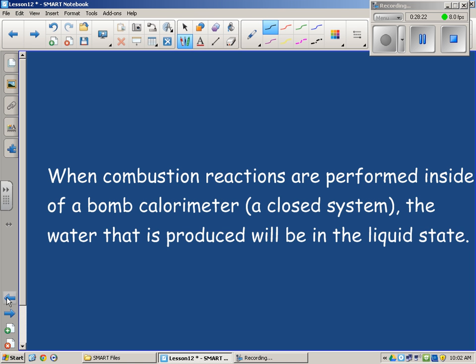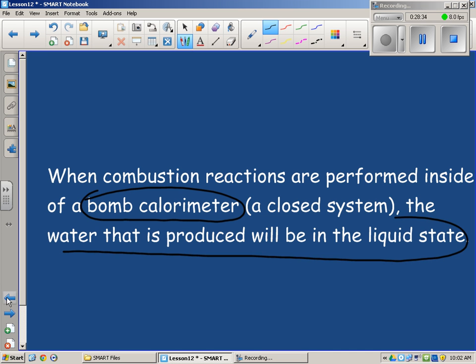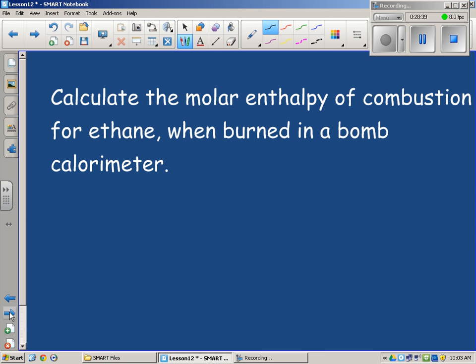I told you this before, but remember, there's a big difference between water gas and water liquid, right? Why? Because remember, in a bomb calorimeter, the water is in liquid state. So, when you go to do this one here, guys, you're going to write out a combustion equation for ethane when burned in a bomb calorimeter. So make sure that water is a liquid as part of the product there, okay? And we'll do just that example for homework, all right?